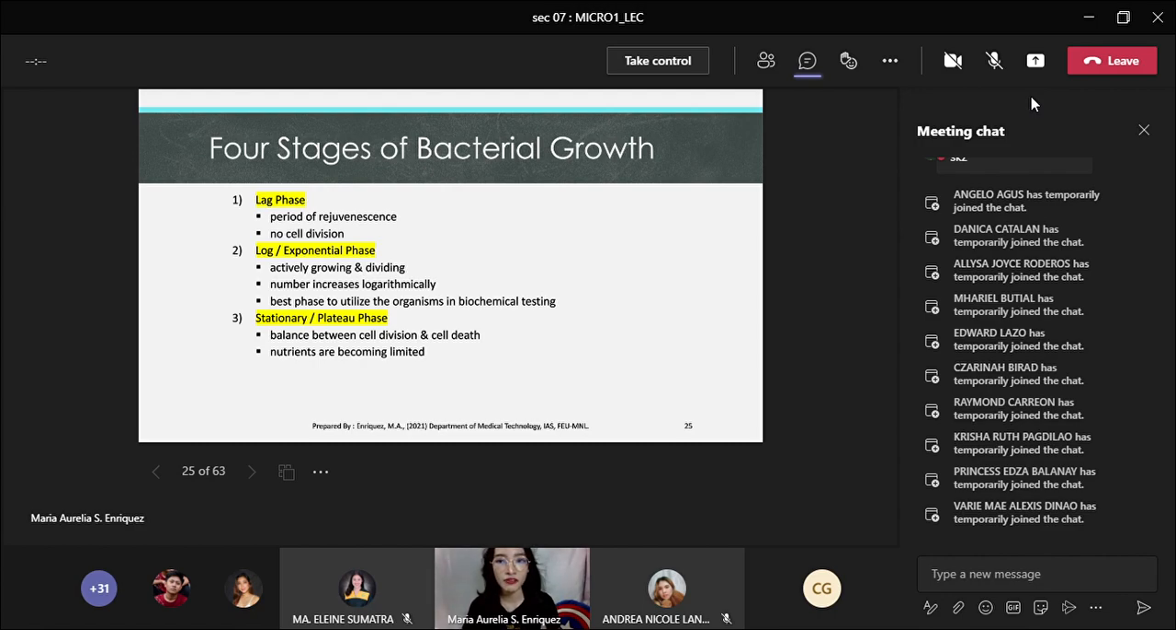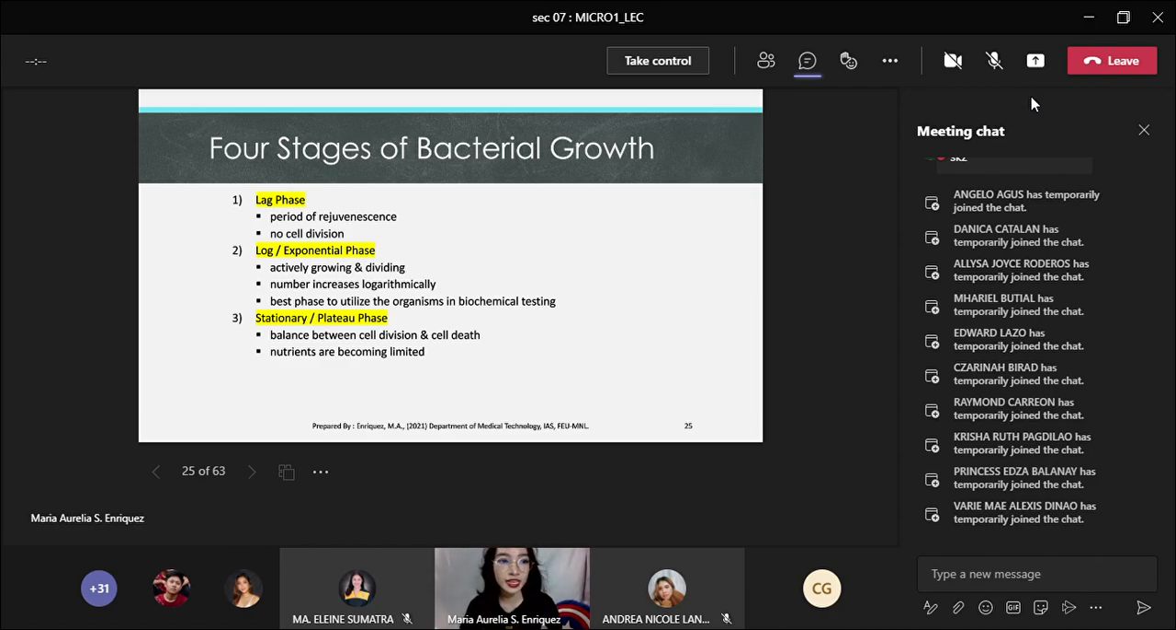So at the stationary phase, this is the period where there is a balance or equilibrium between cell division and cell death. So again, sa stationary phase, pantay na po yung dami ng mga bagong bacterial cells that are produced and those old cells that are dying. So during this time, metabolic activities of surviving cells are slowing down and the nutrients in the culture media are becoming limited kasi syempre nagamit na nung mga naunang cells na na-produce.